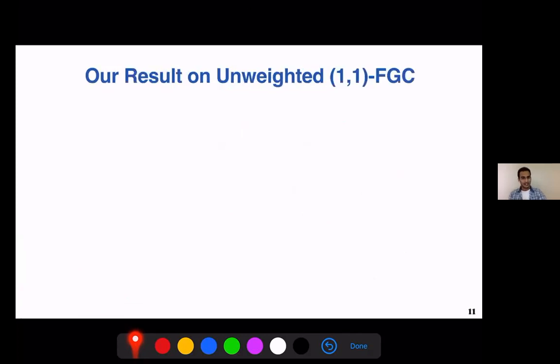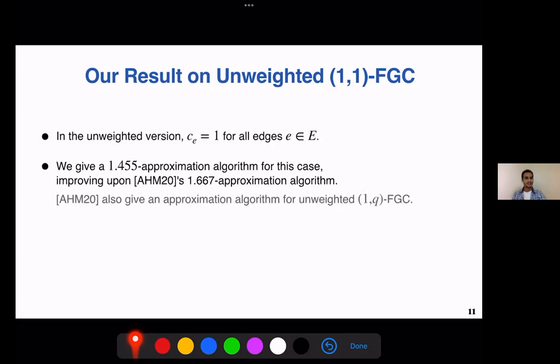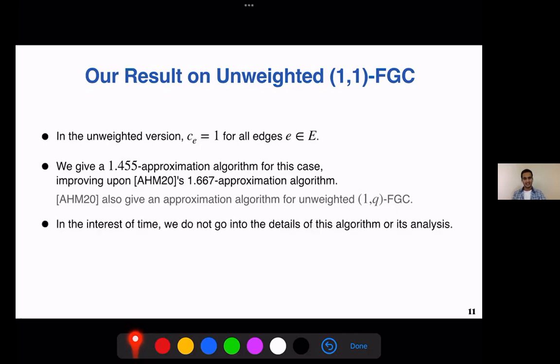On this slide, I'll mention a result on unweighted 1,1 FGC. In the unweighted version, the cost of all edges is the same. Let's just assume it's 1. Here we give a 1.455 approximation algorithm, which improves upon Ajishvili et al.'s 5/3 approximation algorithm. In the interest of time, we do not go into the details of this algorithm or its analysis.